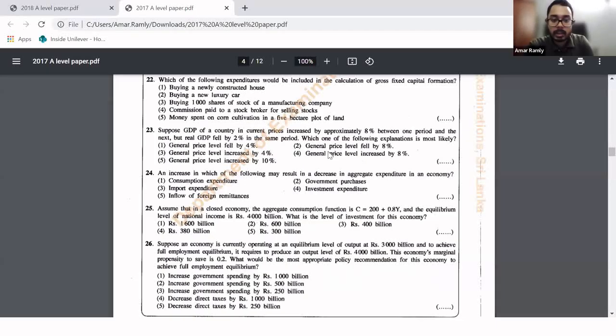So when you have a look at this, guys, any options that say fell, you have to immediately eliminate. 1 and 2 are immediately gone because they say fall. Prices have not fallen. Your prices have gone up. Now we have to figure out by how much prices have gone up.